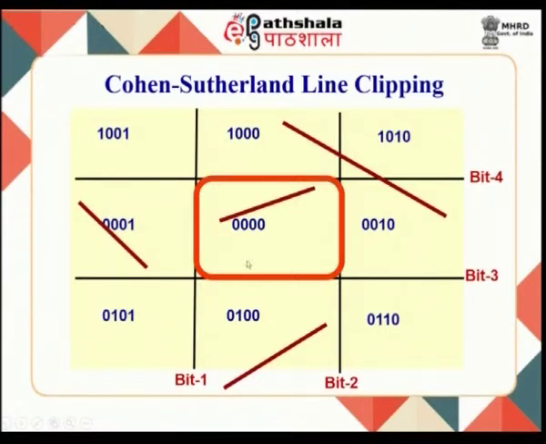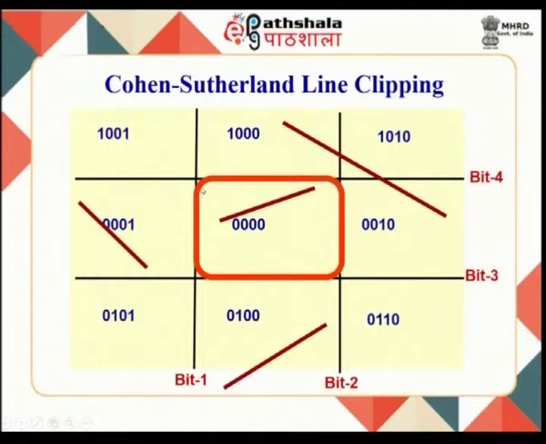Whatever lies inside this region will be selected, whatever lies outside will be discarded. So, what are these codes here? There are 0000, 1000, and so on. The whole region in and around the central clip window region is divided into 9 zones. Let me repeat, the whole region in and around the central region, that is the clip window region, is divided into 9 zones.